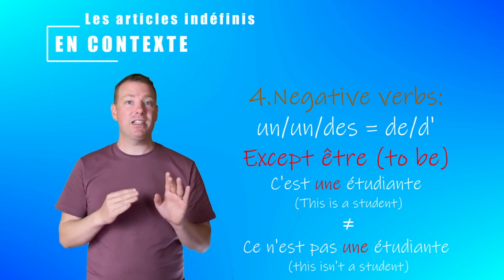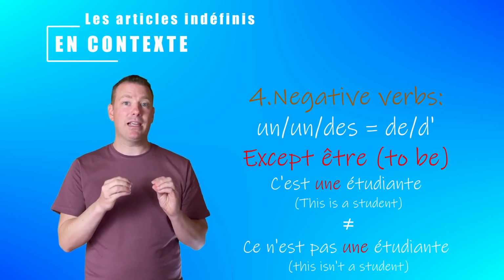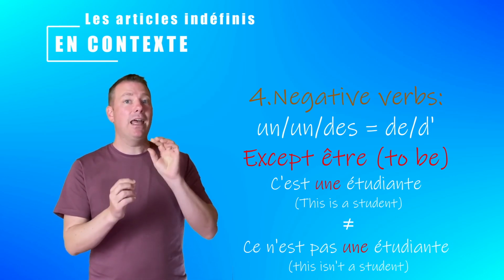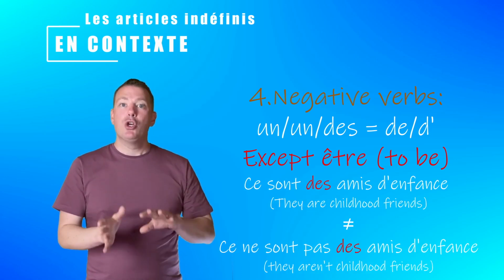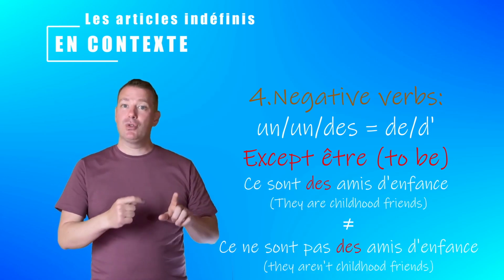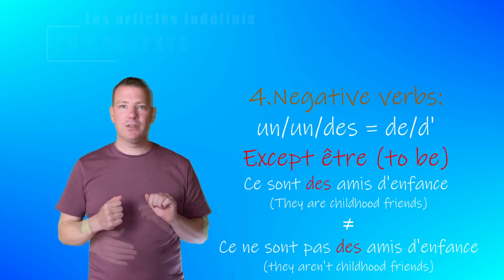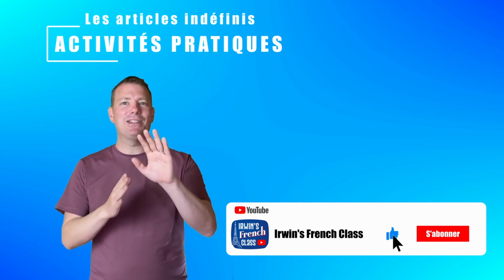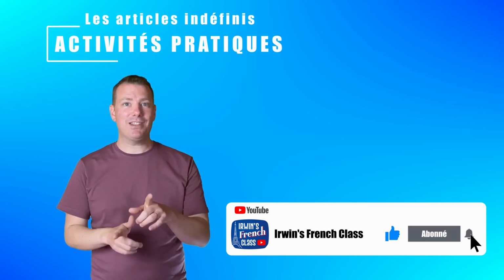You see, whether positive or negative, you keep the same indefinite article because here the verb that is used is être, to be. Ce sont des amis d'enfance. Ce ne sont pas des amis d'enfance. Alright, now that you master indefinite articles in French, let's do some fun activities to revise and practice.